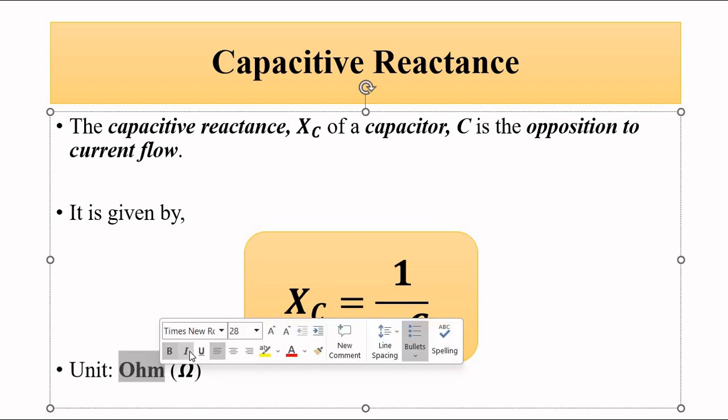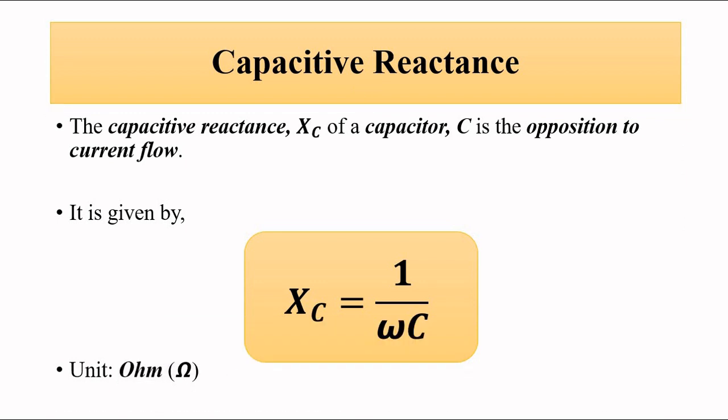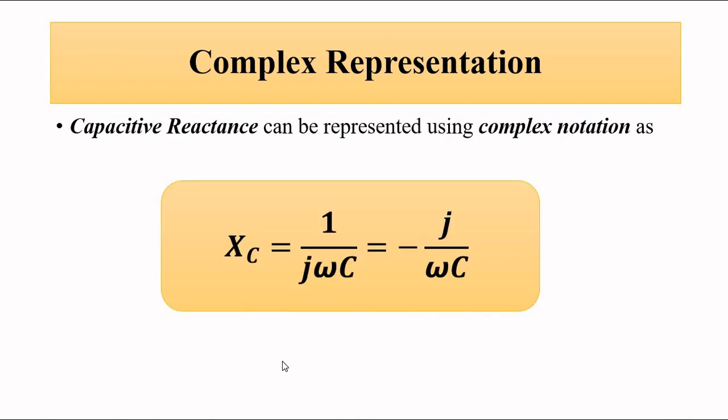Then in terms of complex representation, the capacitive reactance using complex notation can be expressed as Xc = 1/(j omega C), which is equal to -j/(omega C), multiplying j in both the numerator and the denominator to rationalize it. It becomes -j/(omega C).